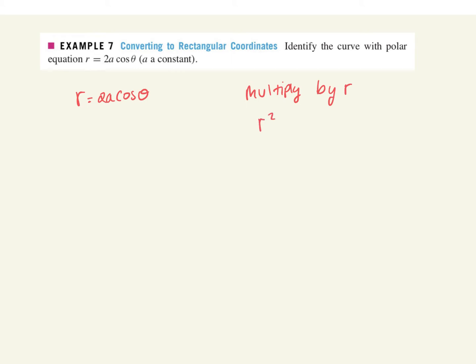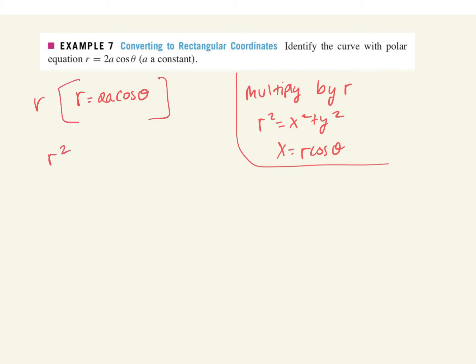I'm doing this because r squared equals x squared plus y squared, rather than having r equaling the square root. And we also know that x is equal to r cosine theta. So that is my intent behind multiplying the whole thing by r, so that I'm creating r squared equaling 2ar cosine theta. So the nice thing here is r squared is equal to x squared plus y squared, and r cosine theta is equal to x.